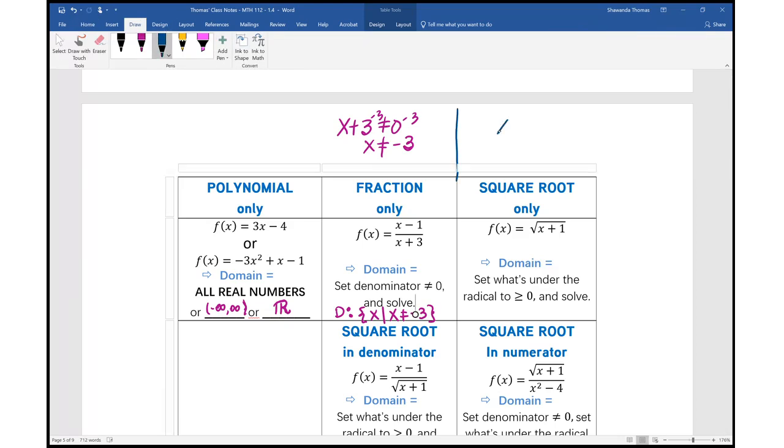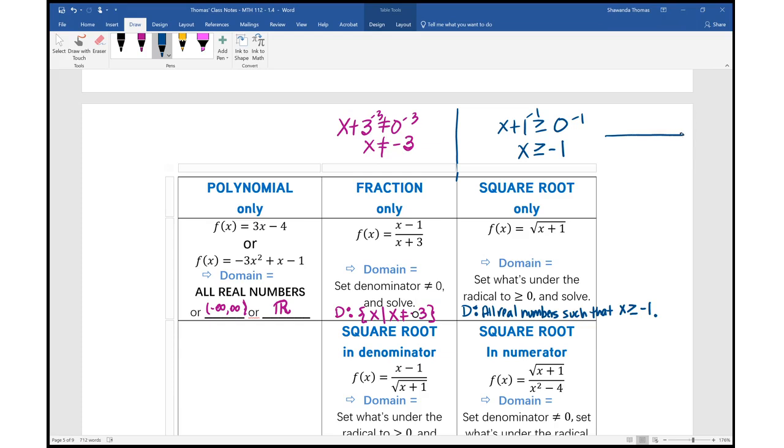So what's under the radical? x plus 1. We set it to greater than or equal to 0. Subtract 1. x has to be greater than or equal to negative 1. Therefore, your domain could be written, let me write it in words, all real numbers such that x is greater than or equal to negative 1. So that's one way to write your answer.